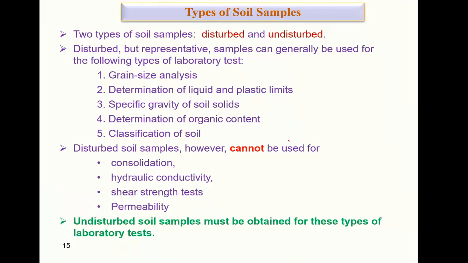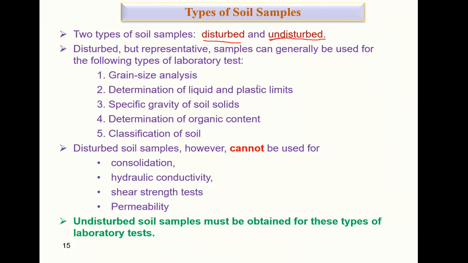Okay. So now we can see the two types of soil samples. What are these? Disturbed and undisturbed. By seeing the name, we can easily understand what we want to mention here.